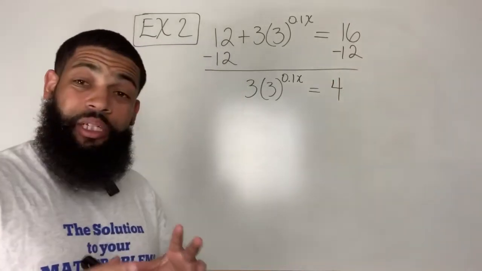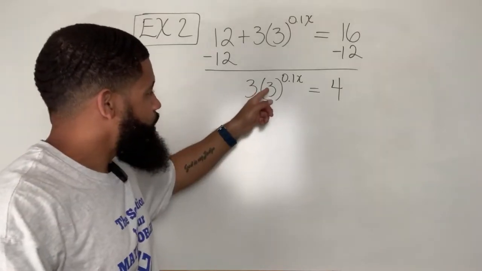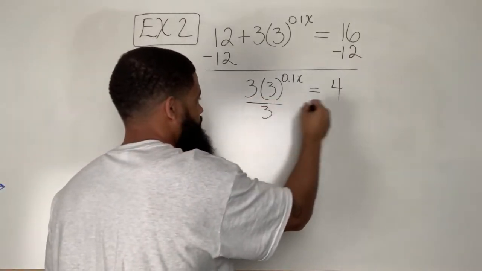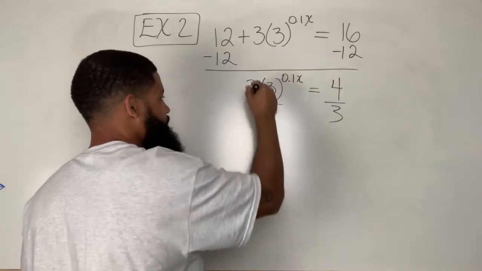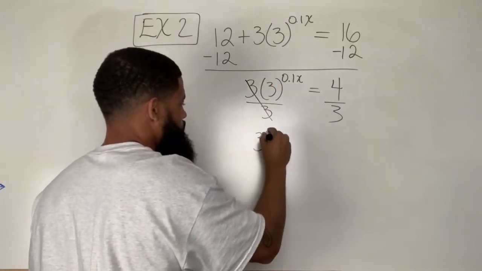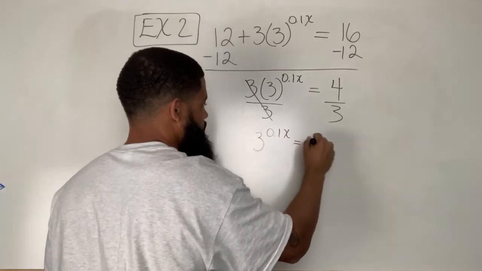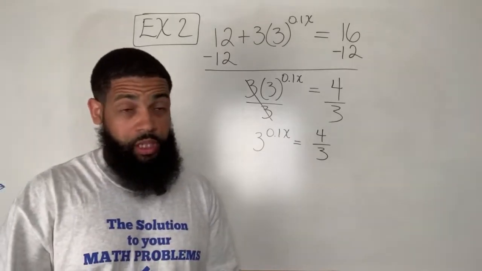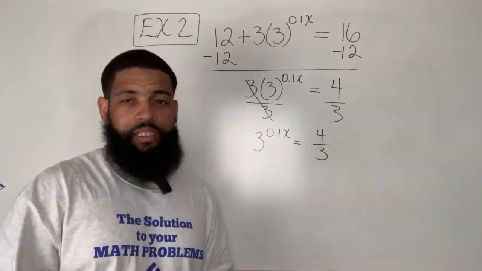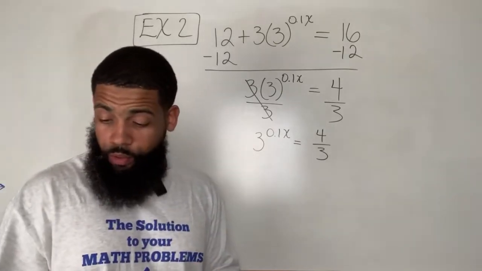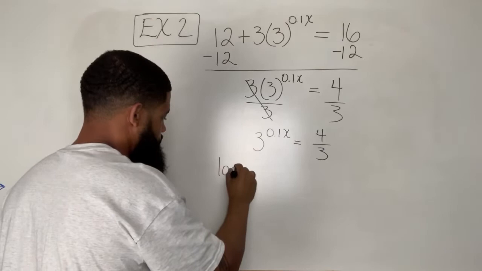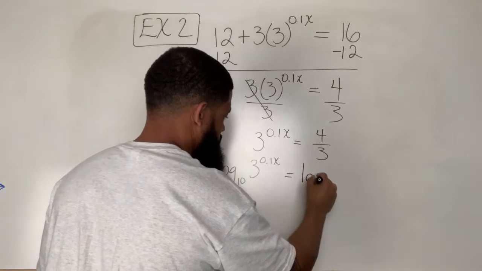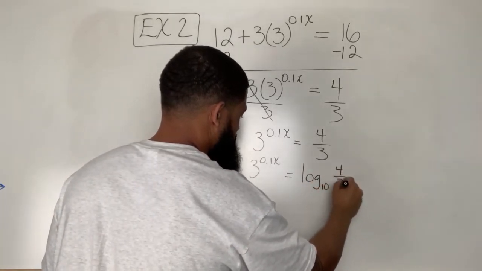Now, this is the step that can be confusing. This is 3 times 3 to the 0.1x power. So I want to go ahead and divide by 3 here because I want this term right here by itself. So those cancel, and 3 to the 0.1x power is equal to 4/3. Now we need to use the inverses so I can get that x by itself. So I need to get rid of this 3. What I'm going to do for that is say log base 10 of 3 to the 0.1x power is equal to log base 10 of 4 over 3.